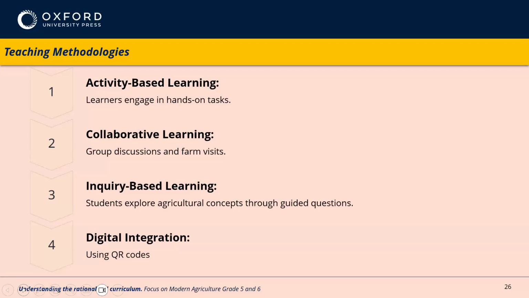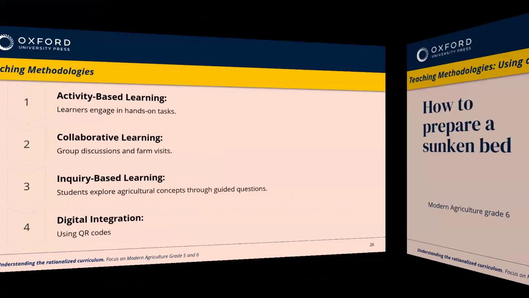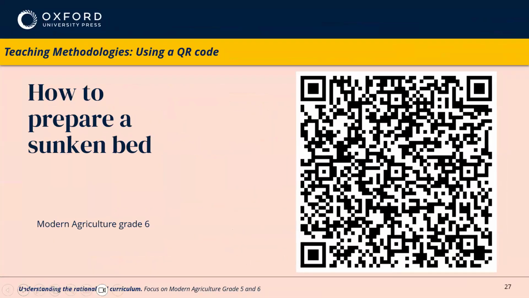For example, if Susan, you can take us to the next slide. There is a QR code. They're carrying a lot of information. If you scan it using a phone, you'll discover there's a video there guiding learners. Those who are able to do it, they can write in the comments, guiding learners on how to prepare a sunken bed. That is Modern Agriculture grade 6.